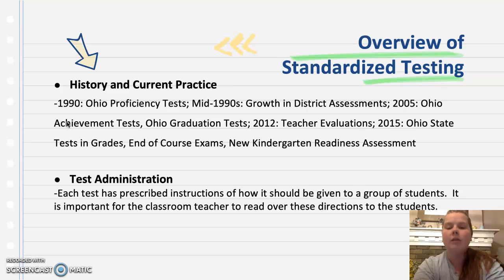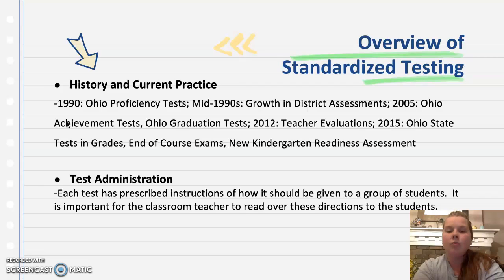The OAAs, the Ohio Achievement Assessments, are grades 3 through 8 reading and math, grade 4 writing, grades 5 and 8 science and social studies. Each of these measured how well students can demonstrate their knowledge from a particular academic subject or skill. And then the OGTs were grade 10: reading, writing, math, science, and social studies. And then the Kindergarten Readiness Assessment also came.